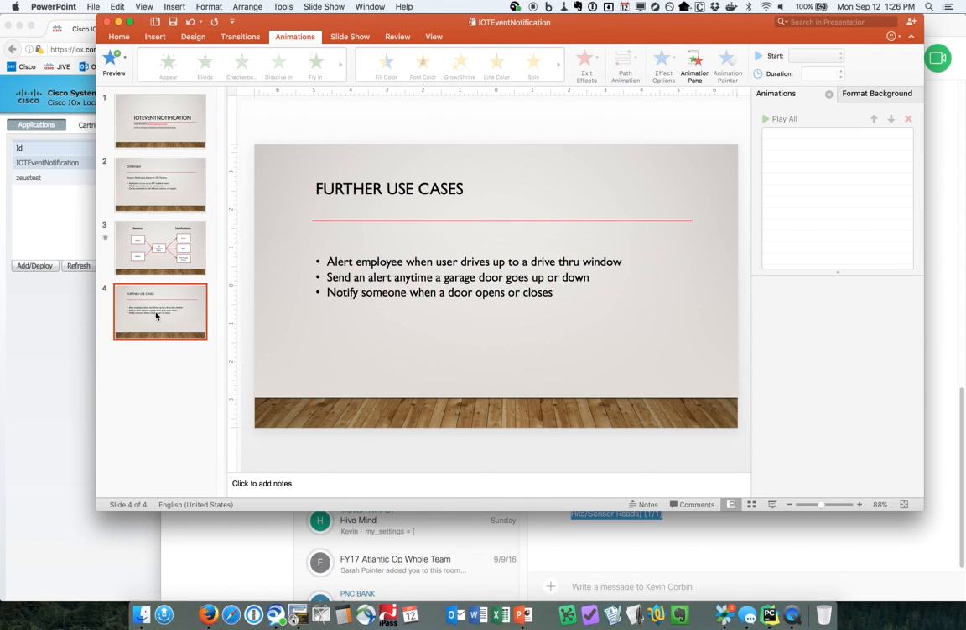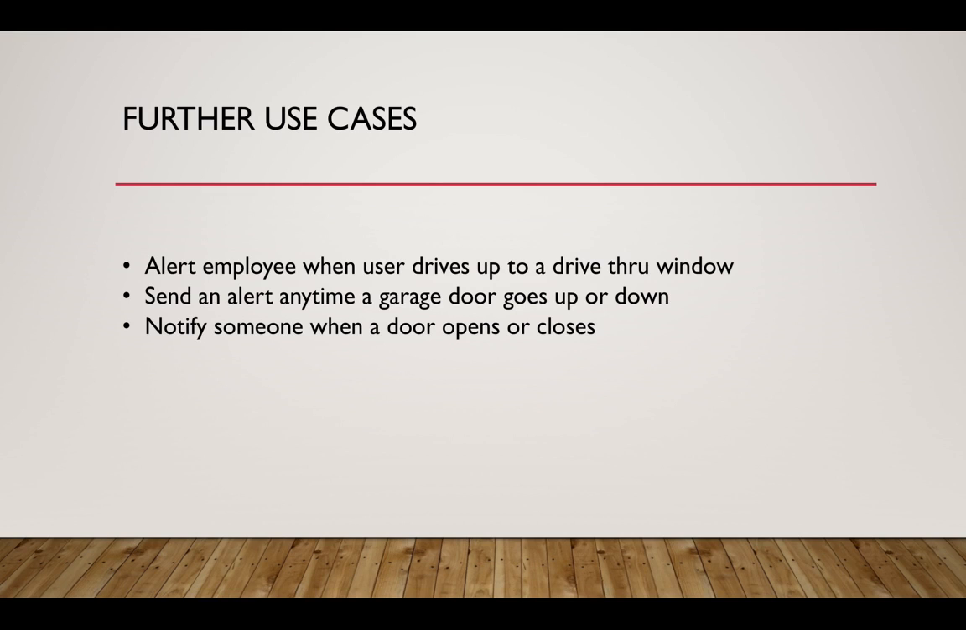So that's the application, and real quick, to show some other use cases of why this is useful, we are going to use it for some other applications. One use case would be to alert an employee anytime a customer drives up to a drive-through window. Let's say there's a trigger sensor on the ground. If you tie that sensor into the router, then we could write a sensor module to read from that sensor and then alert the user. How about anytime a user opens or closes a garage door? This might be useful for your house. And then finally, maybe put a sensor on a door, tie it into the IoT router, and then we can notify anyone whenever the door opens or closes.